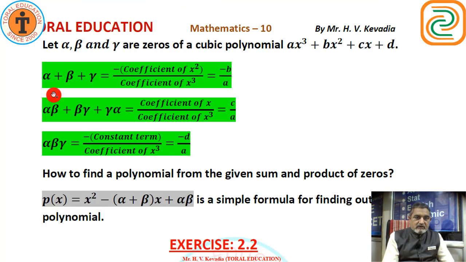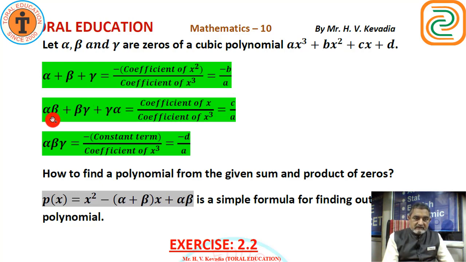Now if it is a cubic polynomial, ax cube plus bx square plus cx plus d, then what happens? Alpha, beta and gamma are the three zeros. Then alpha plus beta plus gamma equals minus the coefficient of x square upon the coefficient of x cube, equals minus b upon a.